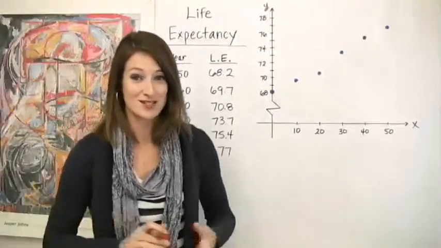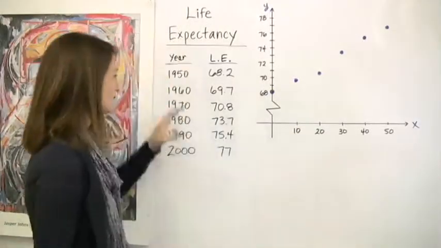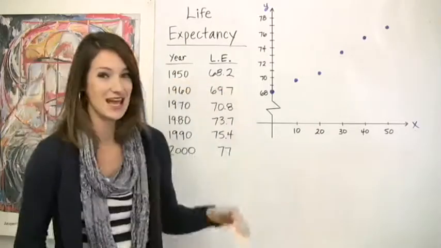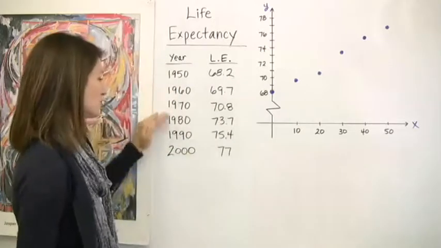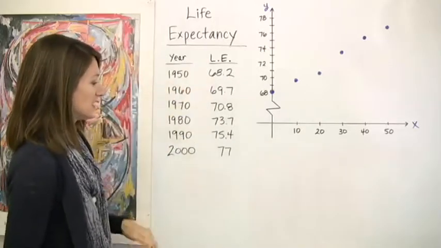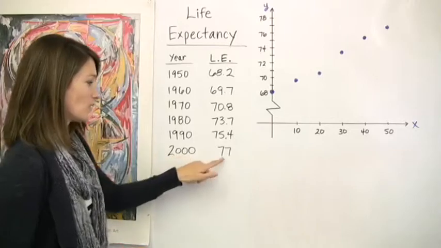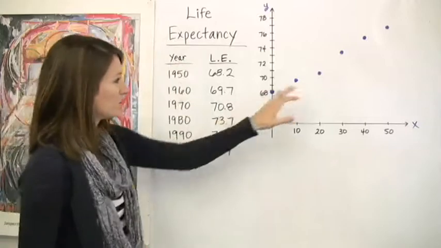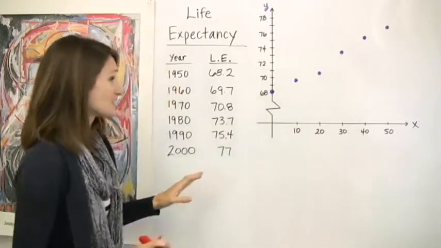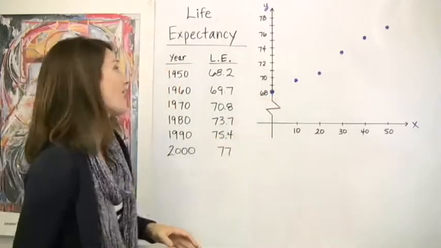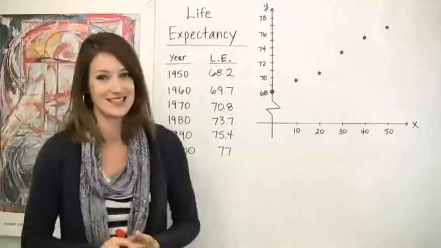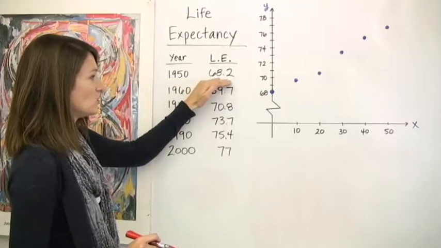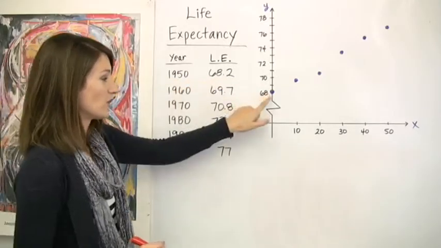Here we have a problem that talks about life expectancy. So we're given a set of data that says that in 1950 you could have expected to live 68.2 years. And as the years progress, so does the life expectancy, all the way up to the year 2000 where you could have expected to live 77 years. So we're going to use this information and plot it on a graph first. And our x values for our coordinates on this graph are going to be the number of years since 1950. So for this first point, 1950 and 68.2, our x value is going to be 0. So there's our first point.